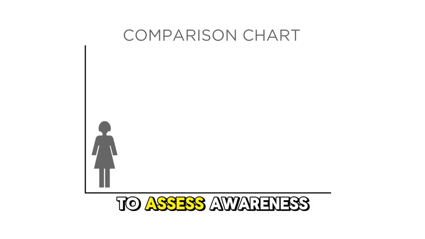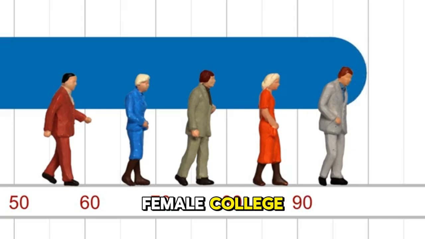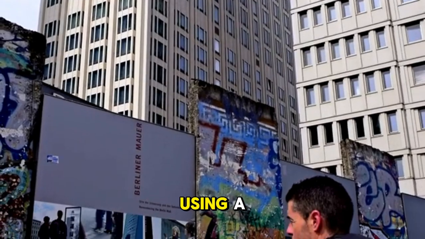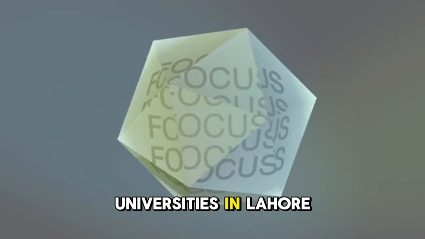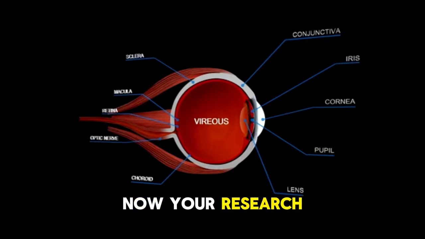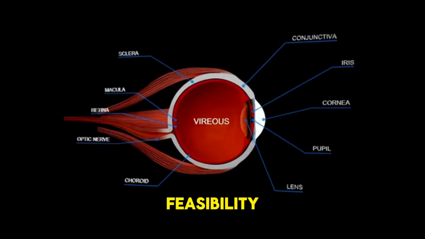Example: you want to assess awareness about HPV vaccination. You delimit it to female college students aged 18 to 25, using a self-structured validated questionnaire from 3 private universities in Lahore. Now your research has focus and feasibility.